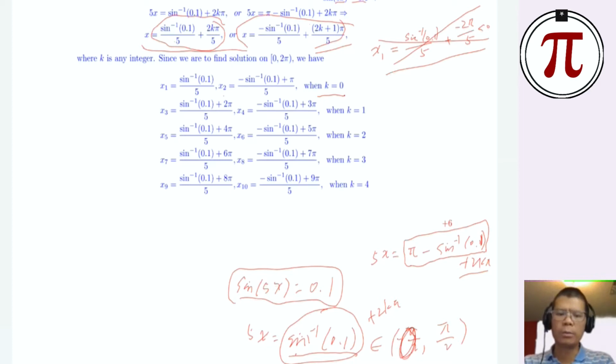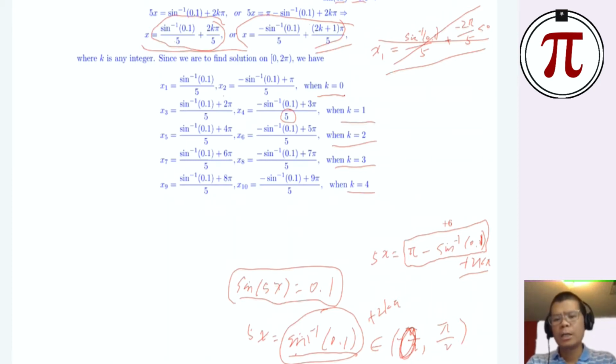For k equal to 0, we have x1 equals this, x2 equals this. And then we just add 1 each time, until what? Until we get a value that is greater than 2 pi. So k equal to 0, k equals 1, and you compare it, it's good. It's still well between 0 and 2 pi because that's over 5. So k equal to 2, good. K equal to 3, still good. K equal to 4, still good.